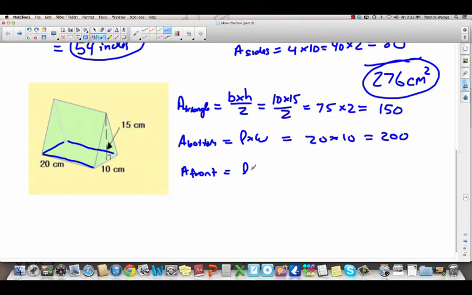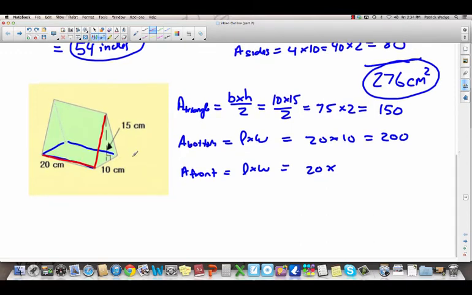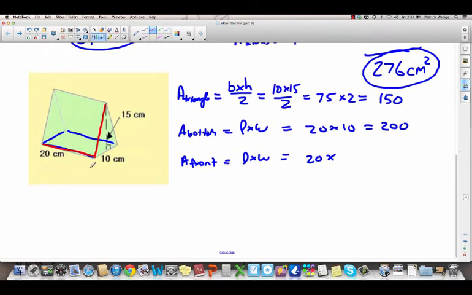Okay, it's a rectangle, so it's length times width. What are the dimensions of this rectangle? Well, we know that this dimension here is 20. So it's going to be 20 times. And this dimension here is the other part of that rectangle. How big's that? I don't know. It doesn't give us that answer. Uh-oh. What do we do now? Well, now what you have to do is a little fancy move here.